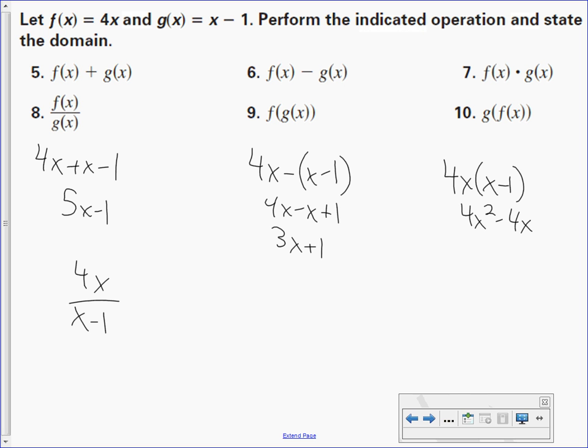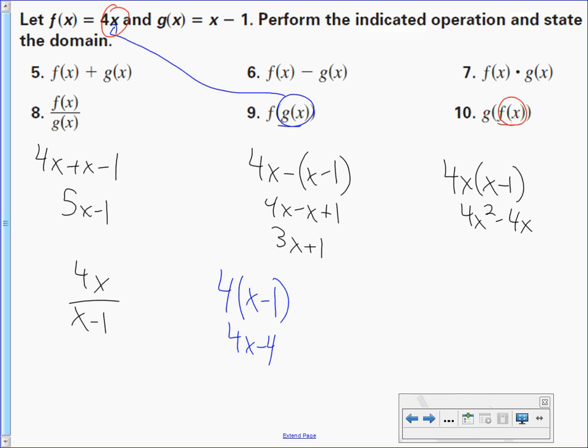And once again, as you're looking at the composites, take the g of x equation and substitute in for the x here. So you have 4 times the quantity x minus 1, which is 4x minus 4. And then when you do the composite with g of f of x, you take the f of x equation and you substitute in to the x in the other one. So you get 4x minus 1. And you're done. Sometimes the composite ones are a lot easier when they don't have the weird-looking exponents. But just remember using those rules, okay? Questions?